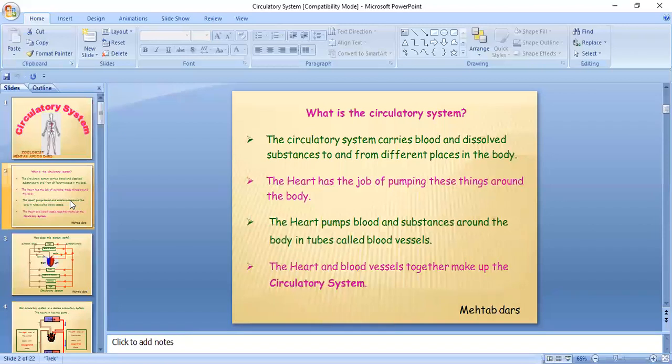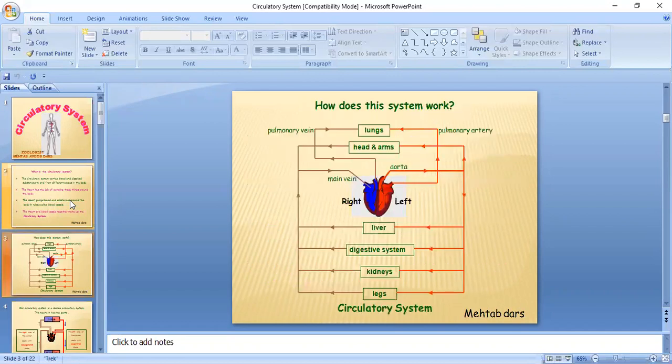The heart has the job of pumping these things around the body. The heart pumps blood and substances around the body in tubes called blood vessels. The heart and blood vessels together make up the circulatory system. Here is a little sketch. How does the system work?